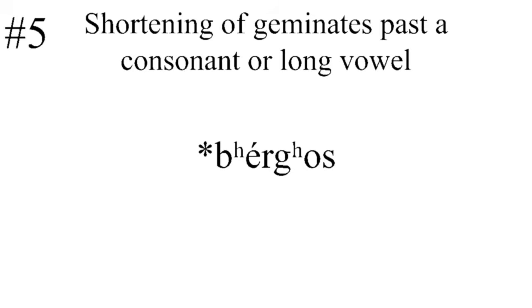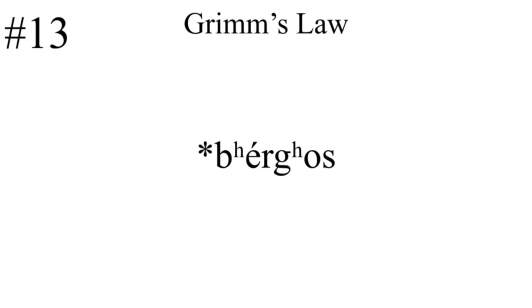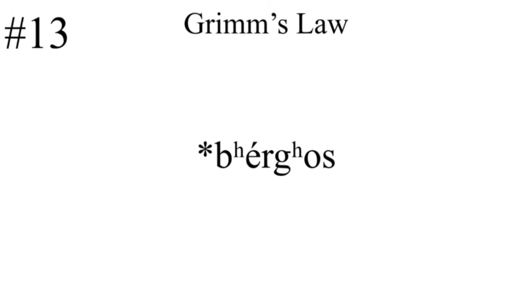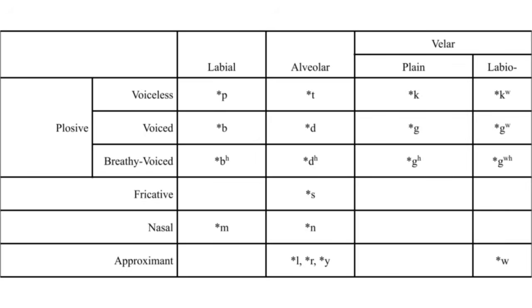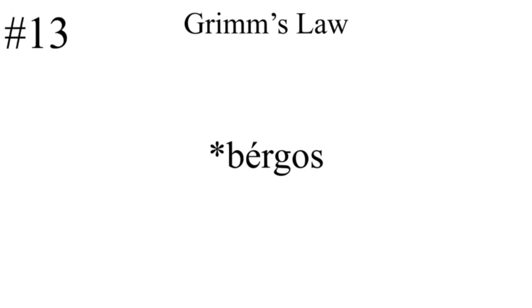We skip through 11 more changes that don't apply to this word before we reach the big one. I don't care if you learn anything else from this video, you have to know the granddad of the Germanic sound changes, Grimm's Law. Grimm's Law is what finally eliminated those pesky breathy voiced consonants, so you can all stop complaining about my pronunciation. Those sounds became voiced stops, which became voiceless stops, which became fricatives. So the new spelling is Bergos.